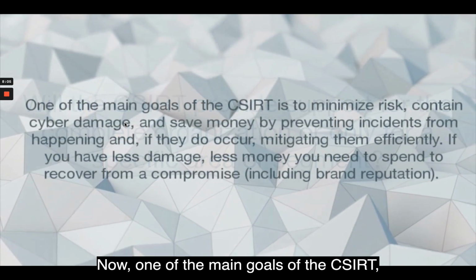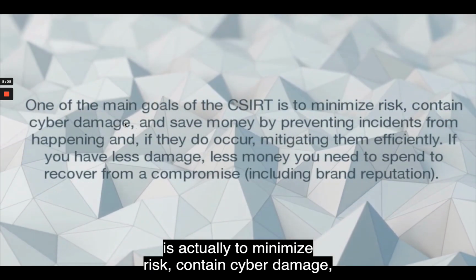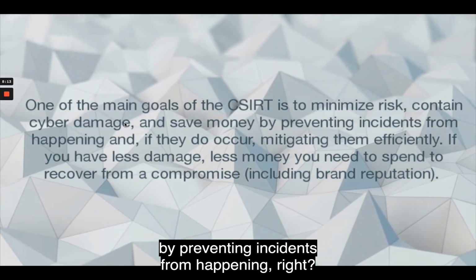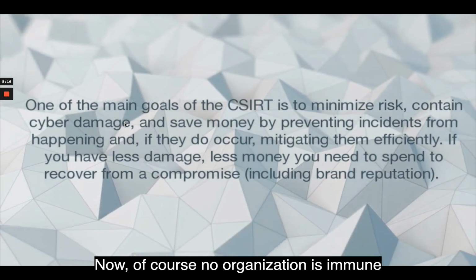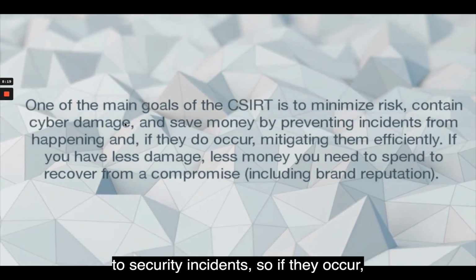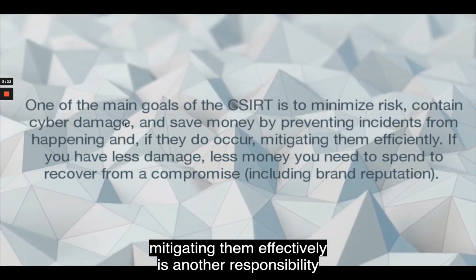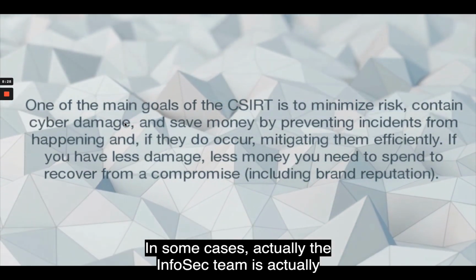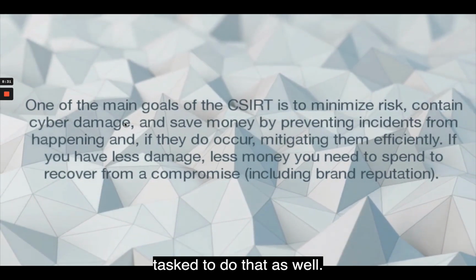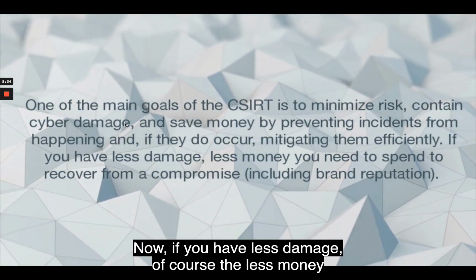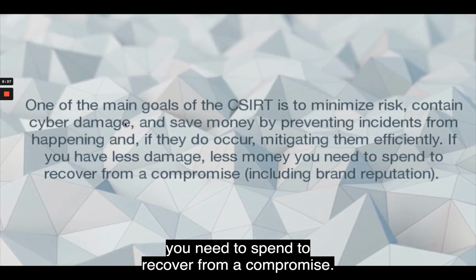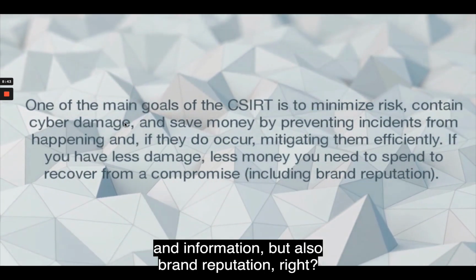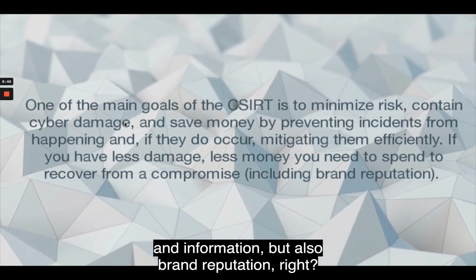Now, one of the main goals of the CSIRT is actually to minimize risk, contain cyber damage, and of course to save money by preventing incidents from happening, right? Now, of course, no organization is immune to security incidents, so if they occur, mitigating them effectively is another responsibility of the CSIRT team, right? And again, it all depends on your environment. In some cases, the InfoSec team is actually tasked to do that as well. Now, if you have less damage, of course, the less money you need to spend to recover from a compromise. And that actually includes not only technical damage and information, but also brand reputation, right?